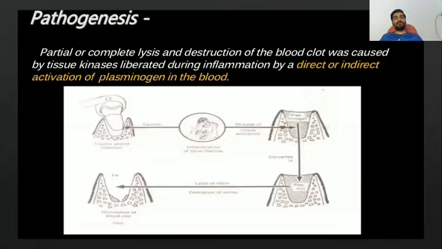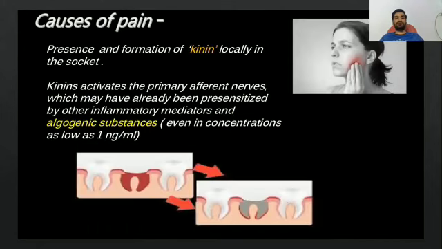Next, moving on to the pathogenesis, the partial or complete lysis and destruction of the blood clot is caused by tissue kinases liberated during inflammation. Meaning whatever destruction of the blood clot or loss of fibrin is happening is due to kinases which are released due to the inflammatory response, by direct or indirect activation of plasminogen. So whenever plasminogen is activated, it is going to liberate kinins and kinases which are going to lyse your blood clot.